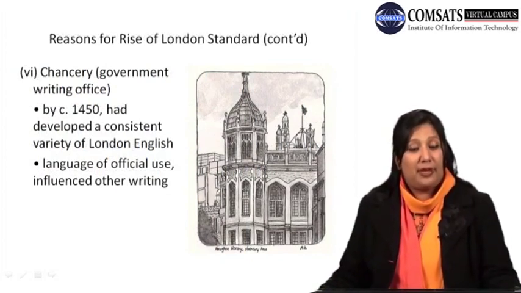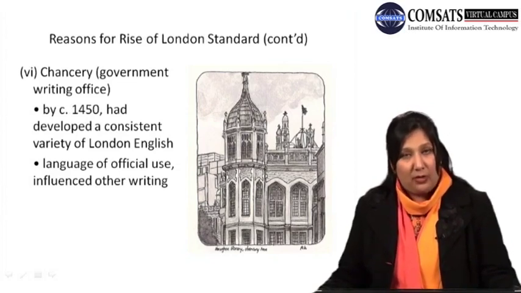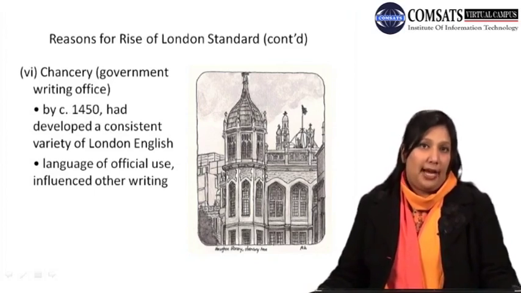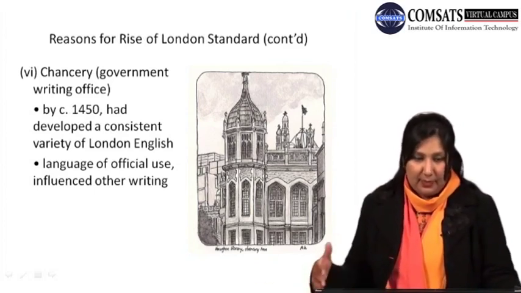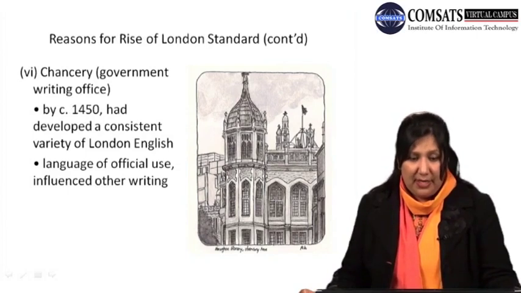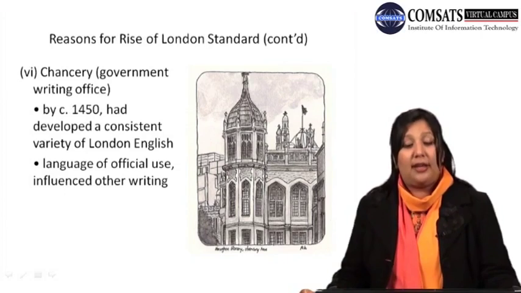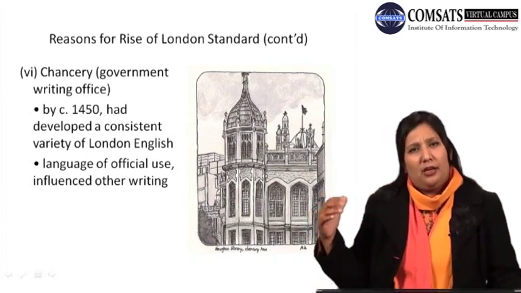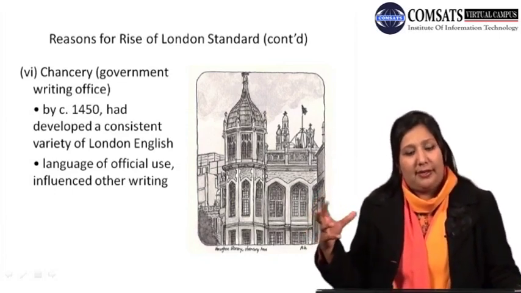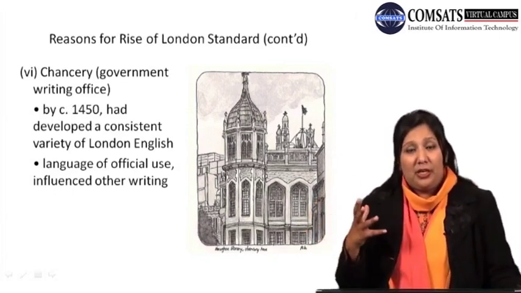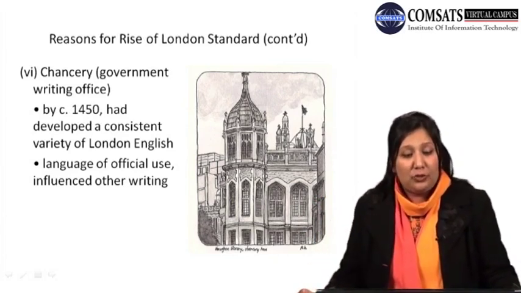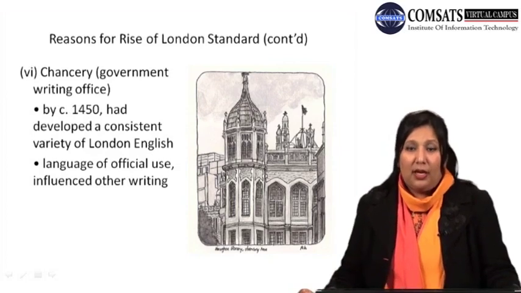The next reason is that of the Chancery Government Writing Office. Government Writing Office was another big contribution in the rise of the standard dialect of English. By 1450, it had developed a consistent variety of London English. Almost towards the end of the 15th century, there was already a very developed variety of London English, and the language of the official clerks influenced other writing as well.